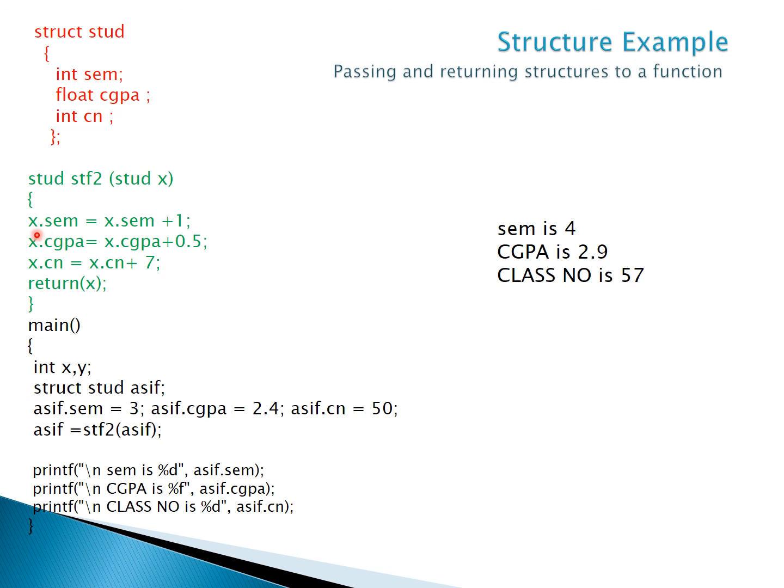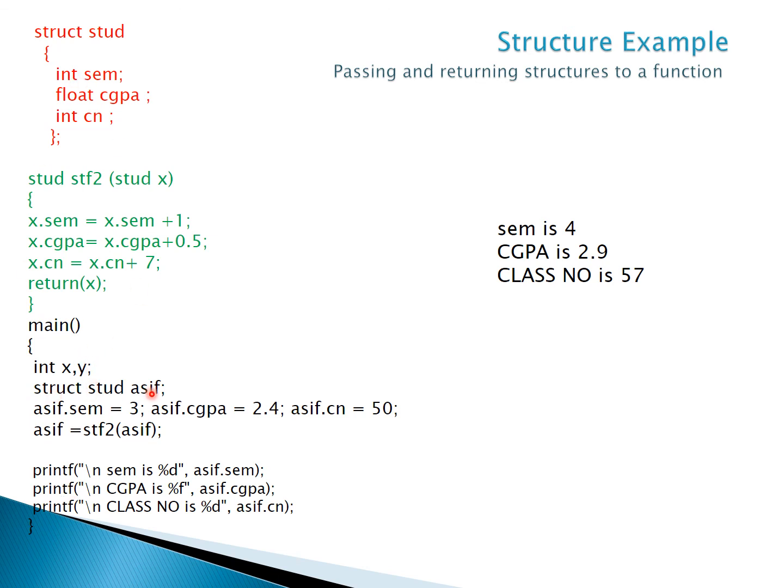You can see here the x.sem will be incremented by 1, cgpa will be incremented by 0.5, and class number will be incremented by 7 by this function. So whatever structure stf2 receives, the members will be incremented accordingly, and then it will send back that structure. This function is not displaying the values this time, and the main function will display. So let's go to the main function.